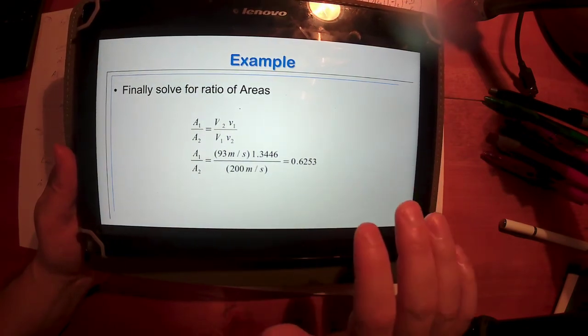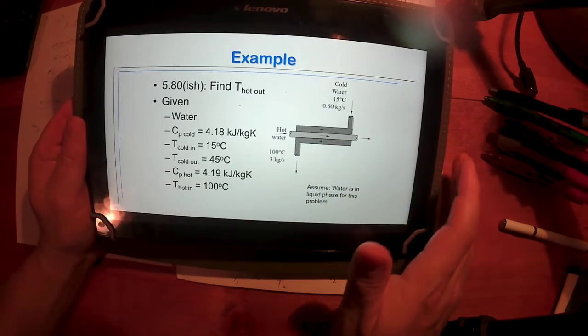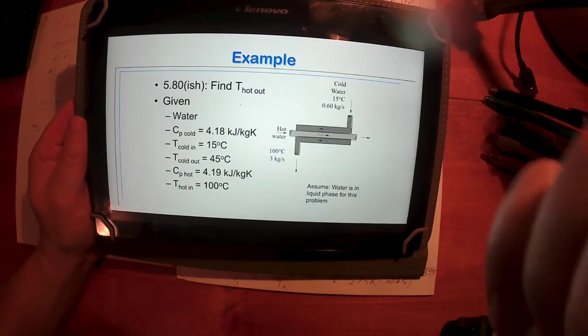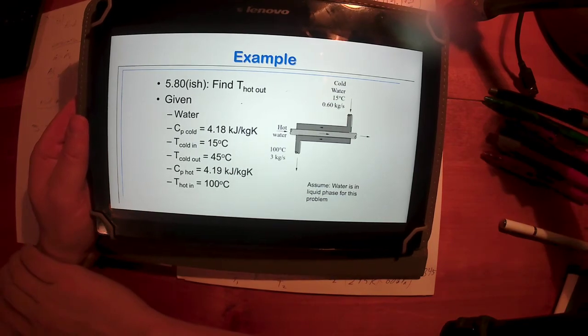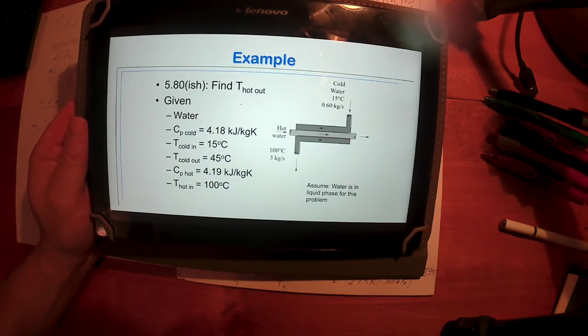Okay? Alright, if you have questions, ask them in the comments, send me an email. I've got a heat exchanger problem we can look at next. But this ought to get us going. Okay? So we'll pick up a heat exchanger for lecture 12 here.